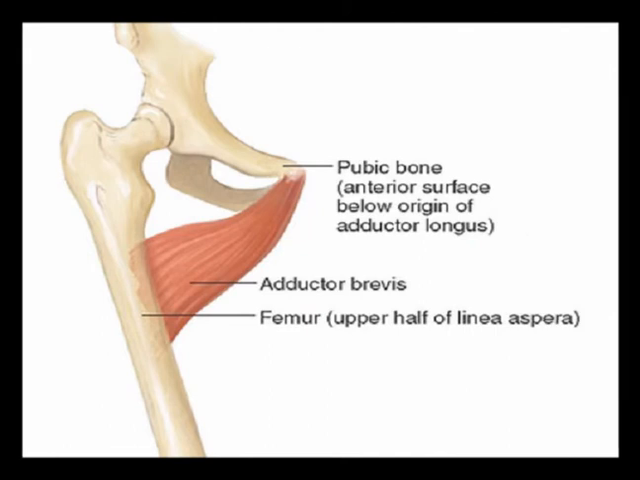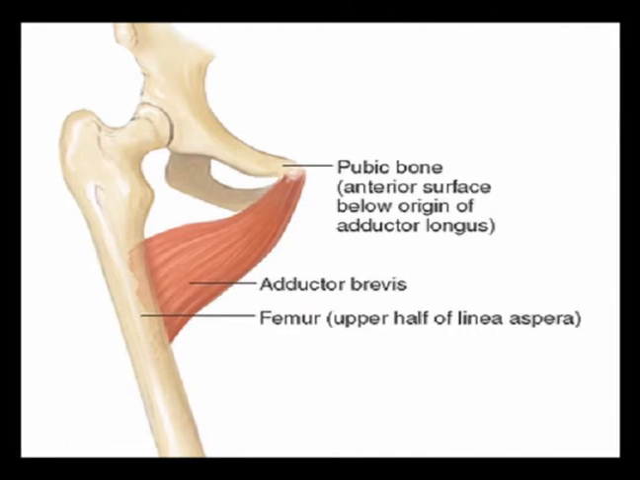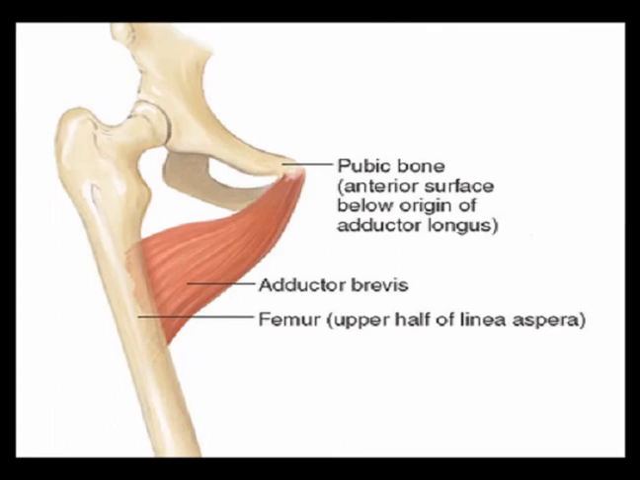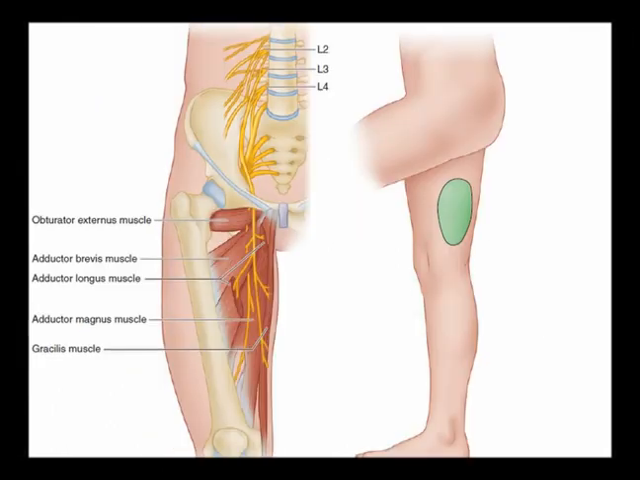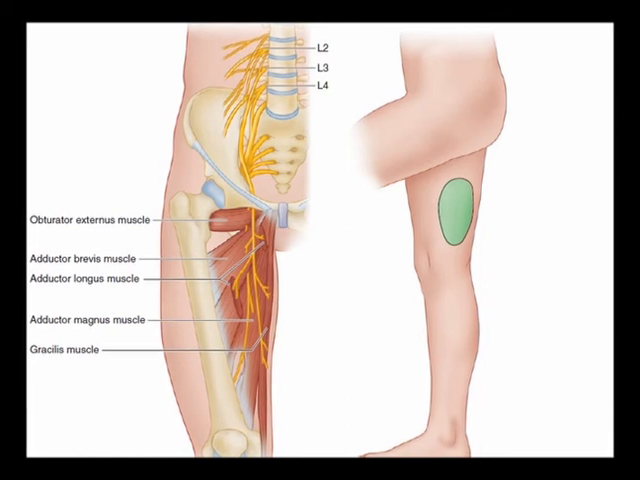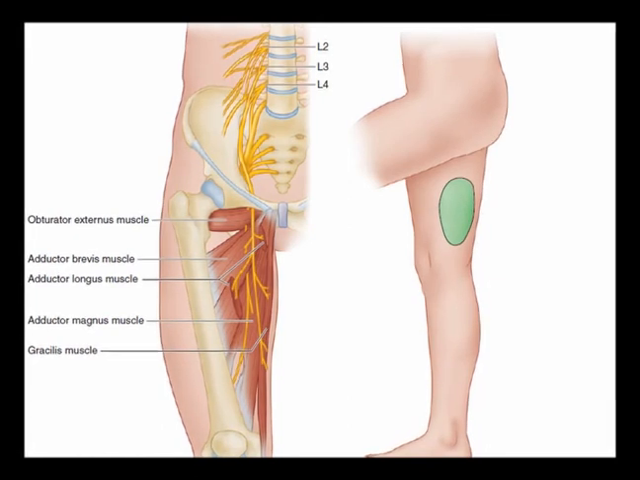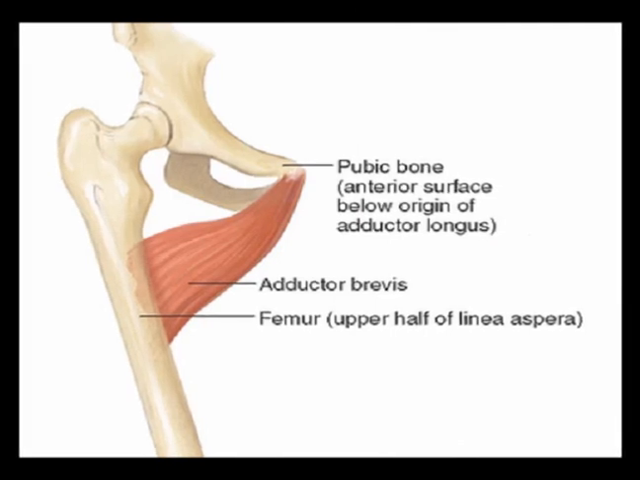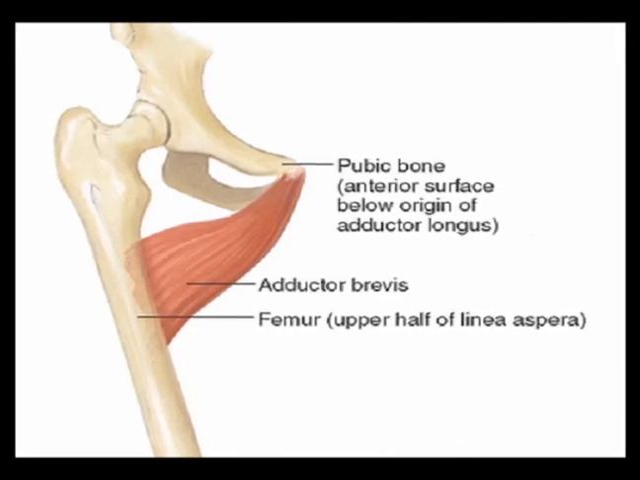The adductor brevis originates on the anterior surface of the inferior ramus and body of the pubis. The insertion is on the lesser trochanter and the linea aspera of the femur. It is innervated by the obturator nerve from vertebral levels L2, L3, and L4, and the concentric action of the adductor brevis is hip adduction.